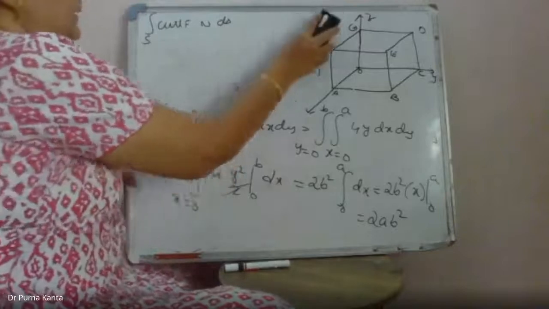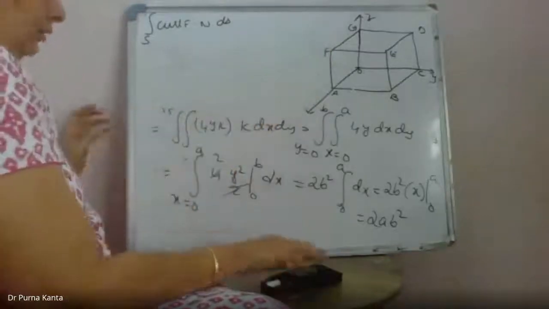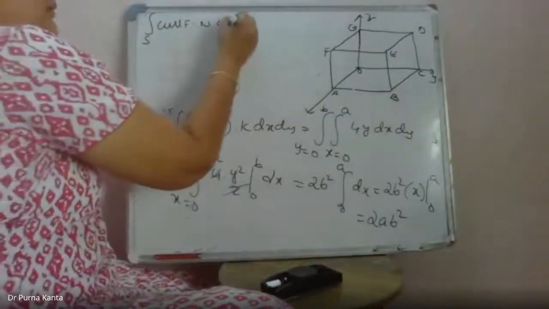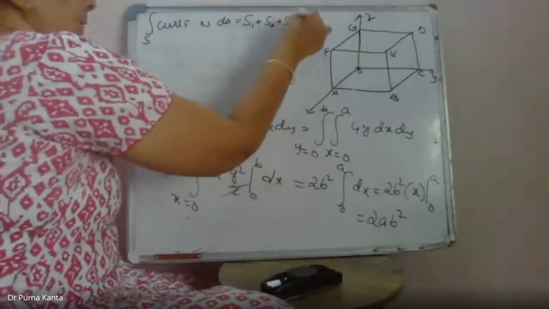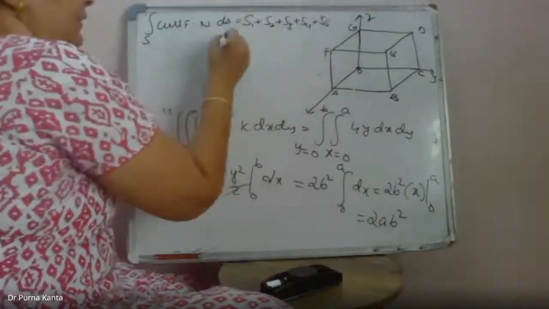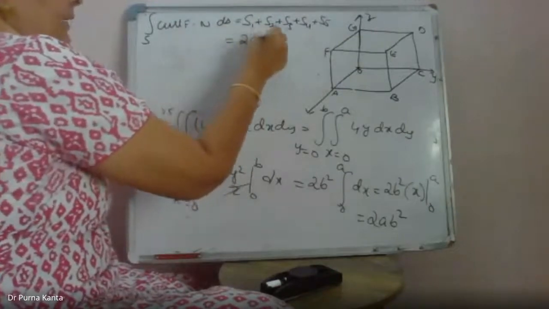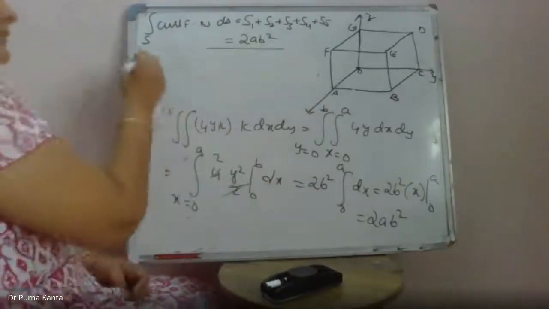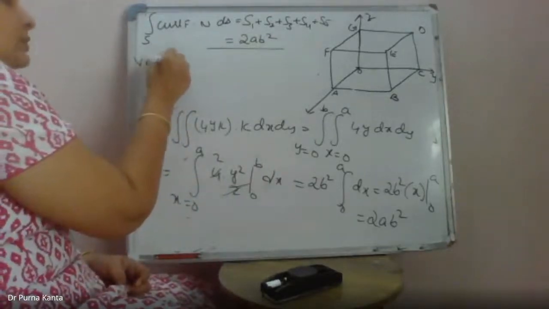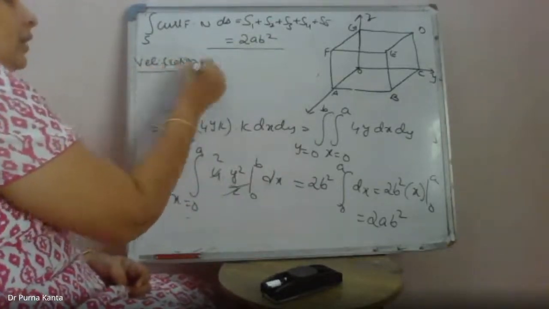So the complete surface integral will be the integral over S of curl f dot n ds, which is equal to S1 plus S2 plus S3 plus S4 plus S5, which is equal to 2ab square. This is the surface integral we have calculated. So this we'll verify online now. The verification part we'll take online.